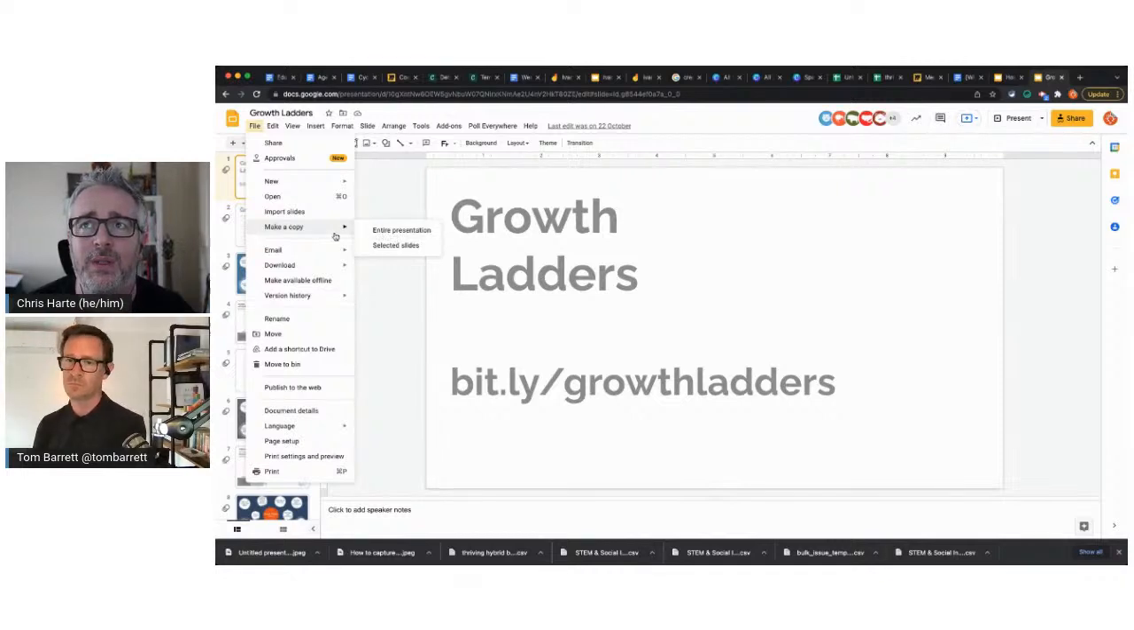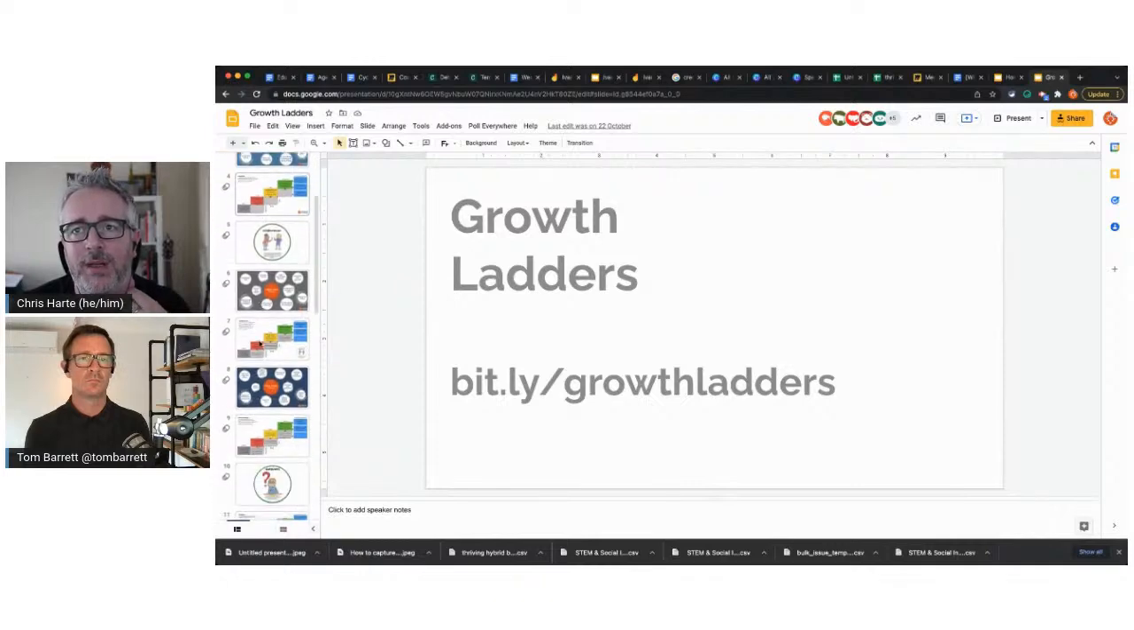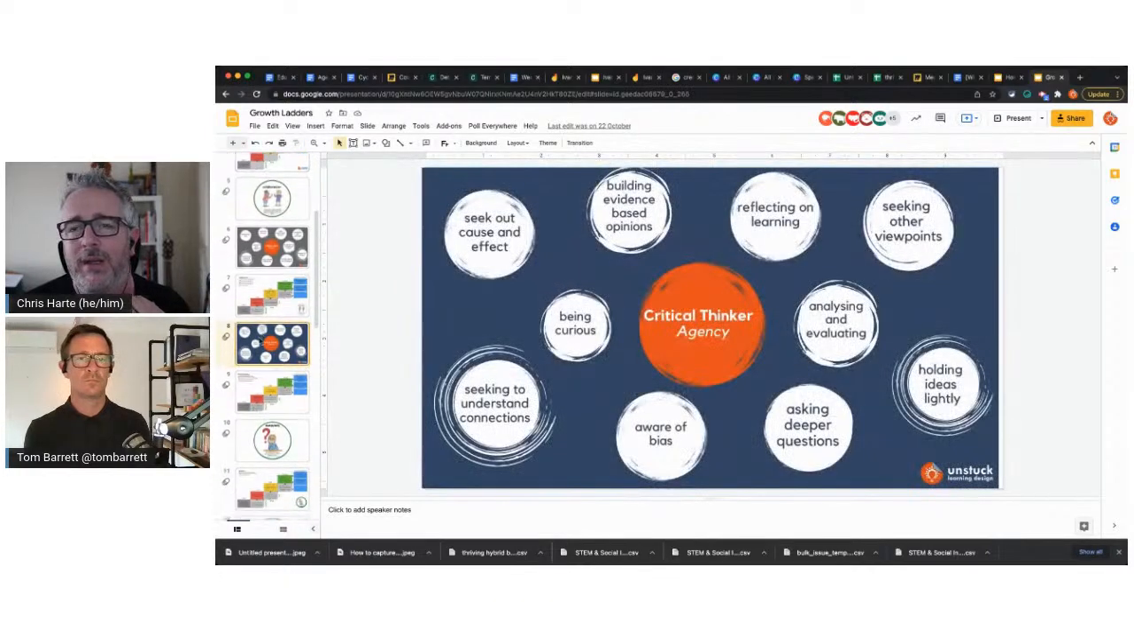If you use some other kind of slide-based product, then you can go down to download, and you can download them as a PowerPoint. I suggest you do either Google Slides or PowerPoint, because you can then edit them. So they become an editable thing for you. You can always download them as a PDF as well if you want. So there's a bunch of them in there with the associated behaviors.